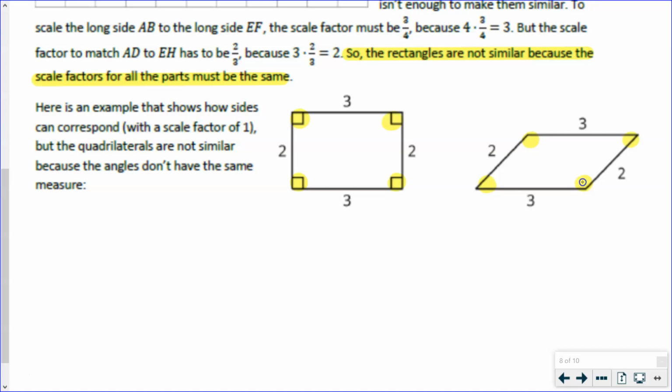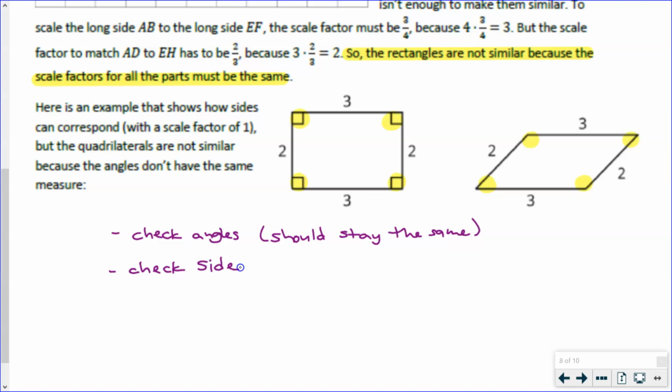So the grand takeaway from all of this is, in order to check for similarity, we need to check for two things. We need to check the angles. The angles shouldn't be changing. And we also want to check the side lengths for a single scale factor.